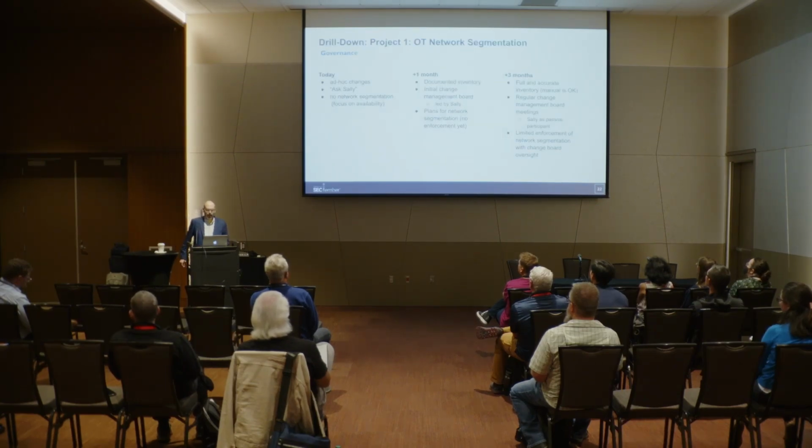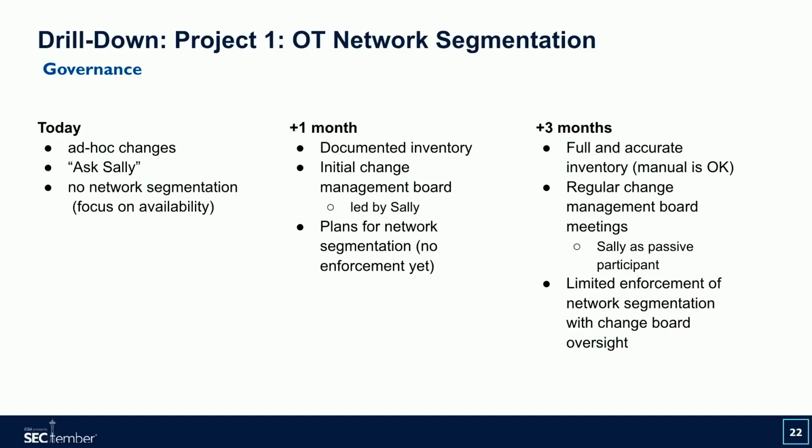So in terms of a timeline, today, as I mentioned, you just ask Sally. She knows everything. She makes good decisions. We don't really have problems, but she's going to be retiring, and she goes on vacation, and she's out sick sometimes. So what they want to do, and this is a pretty short-term project, in just about a month, is start and document the inventory of what's on the network. Now, this is a manufacturing network. It does not change that often or frequently, so it's okay to do this manually.